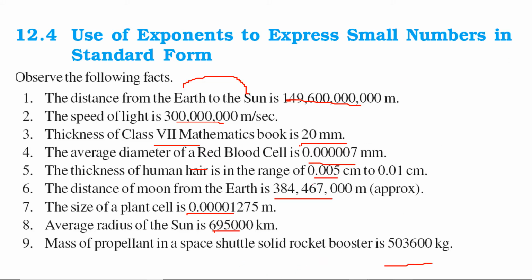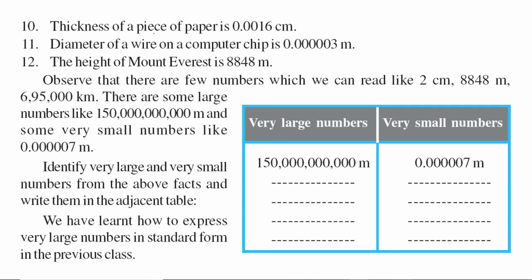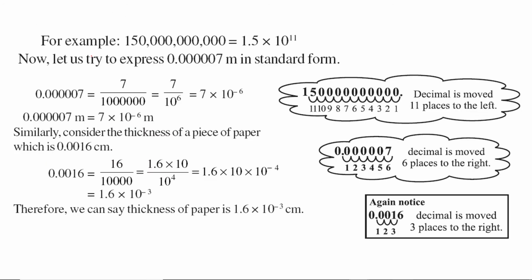So some of the numbers are good, we can express them easily. But how about big numbers or small numbers? For example, thickness, like diameter, these are certain numbers. So these numbers are quite easy, but the large numbers or very small numbers have to be written in a certain way, in easily identifiable form. So we just identify very large and very small numbers. See, this is a very large number, this is a very small number. So how to write this?